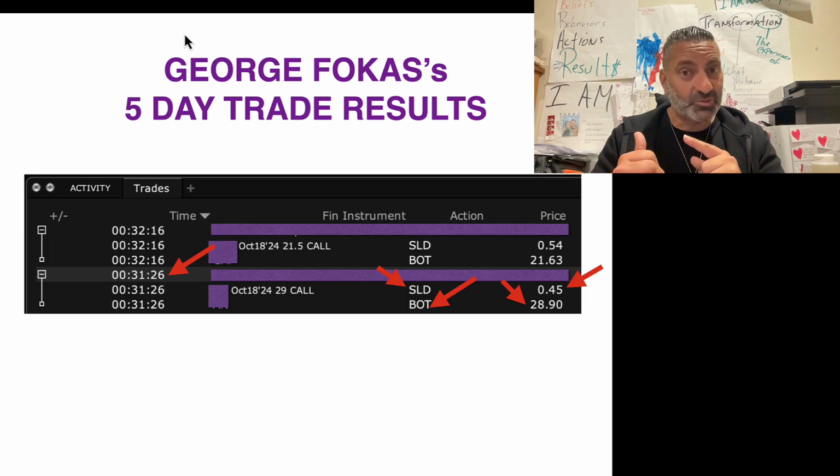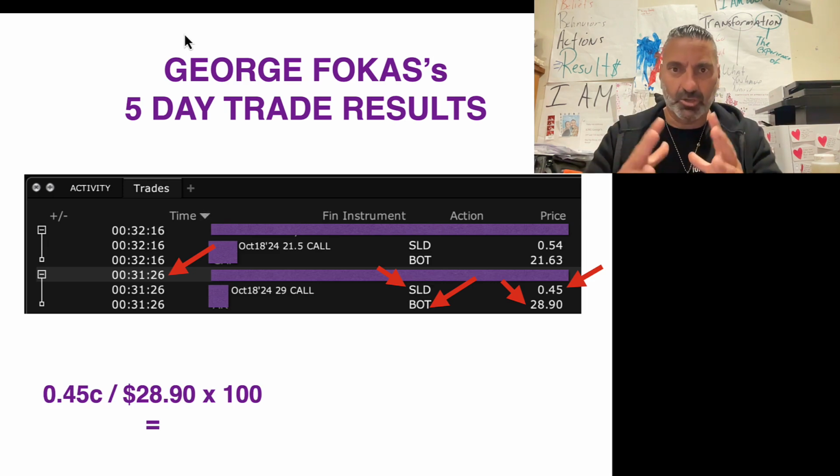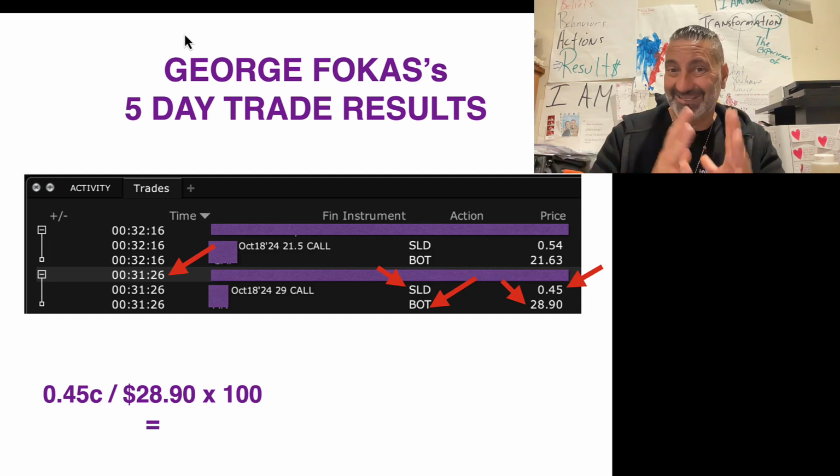Now you may remember from the previous one, I did 10 contracts, 10 lots. So I invested $28,900 and I made $450 on the $28,900 investment for the week. So when you look at that, 45 cents individually, whether you do 1 lot or 10 lots like I did, or 1,000 lots, whatever it is, the result and the return is the same.